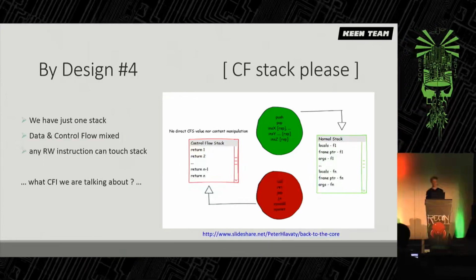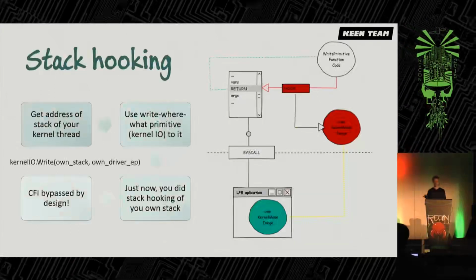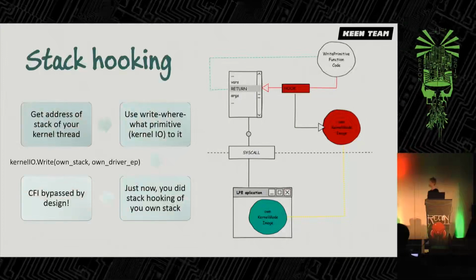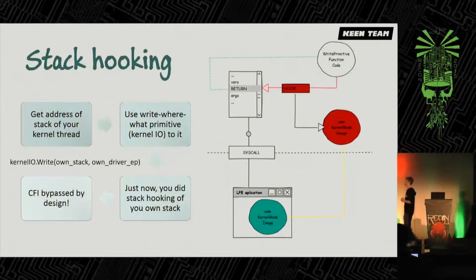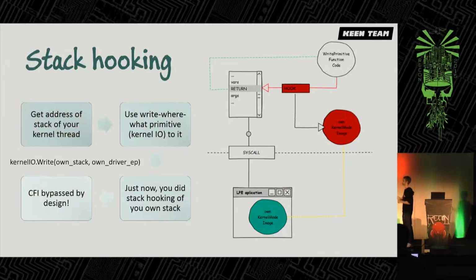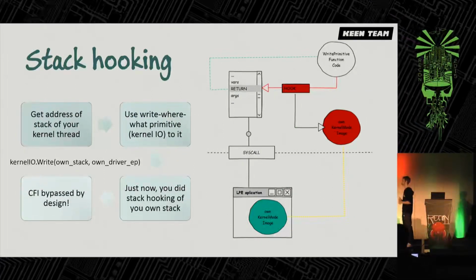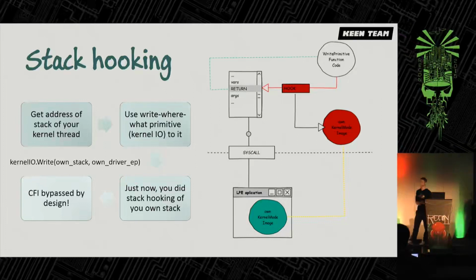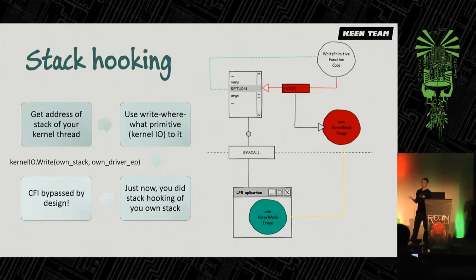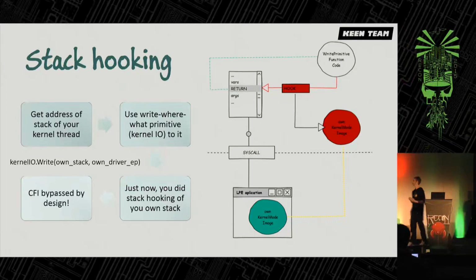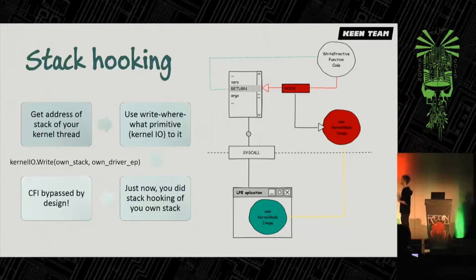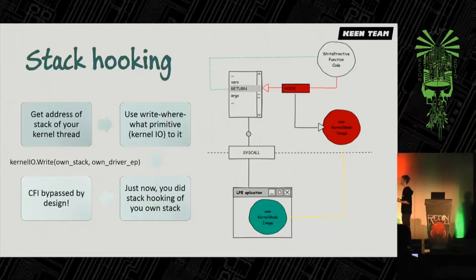So it can solve the issue, but for now you have mixed the stack with data and control flow information, and you can do stack hooking. For example, we have a kernel read-write primitive, let's say a write primitive, and we somehow delete the kernel thread. It is no problem when you have full read-write. And we now also have our kernel image in the kernel.